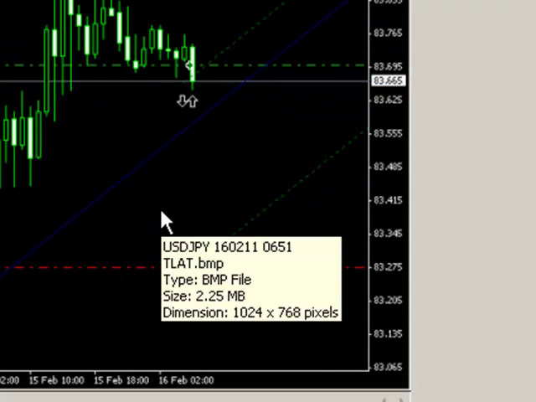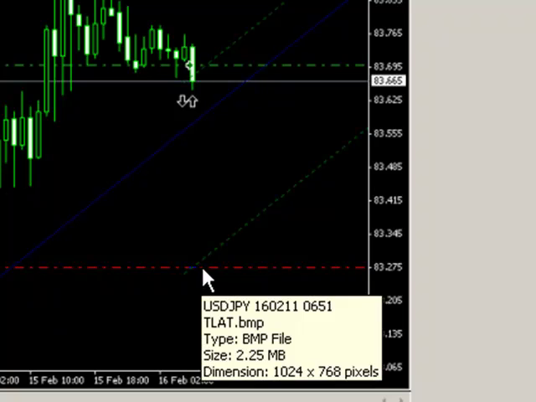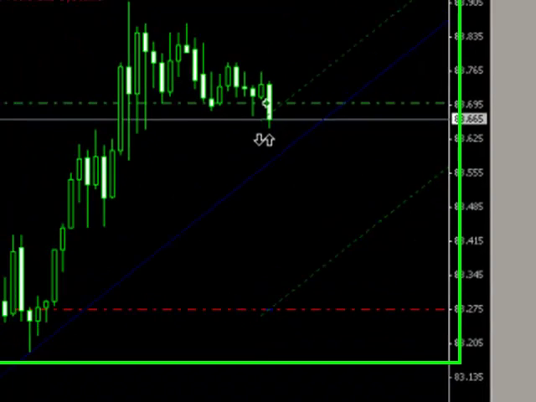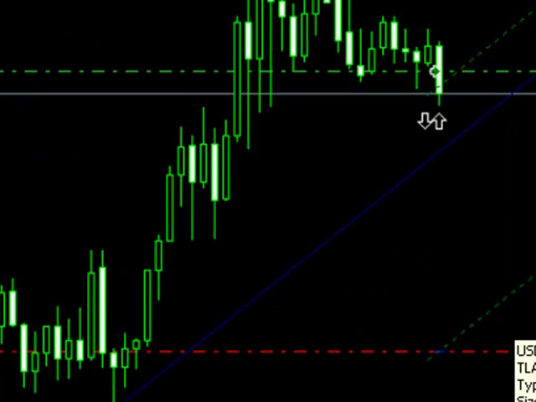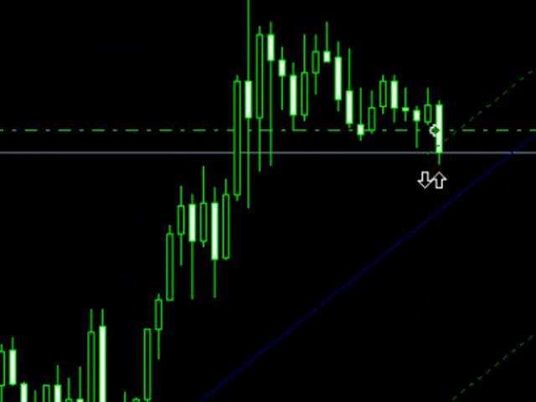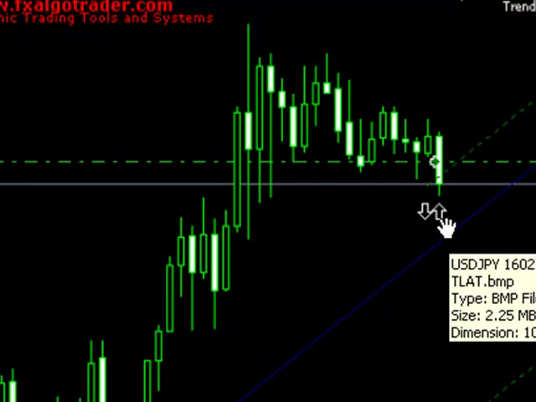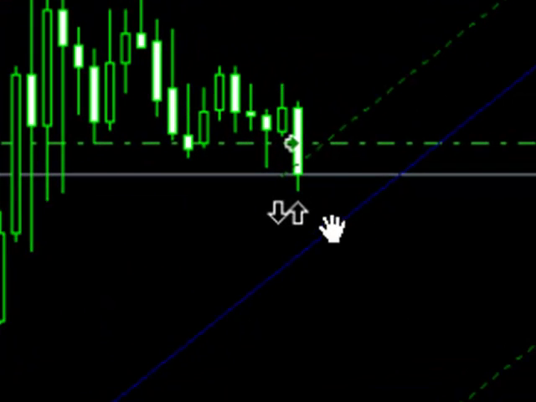Okay, this is taken on the 16th of February at 0651. You can see, as we expected, price action has come down and tested this trend line. In fact, it hasn't quite tested it. It's come into the actual buy dip threshold zone here, which is designated by the dotted green line and the actual trend line itself. So if price action comes in here into this area, the system will go long.